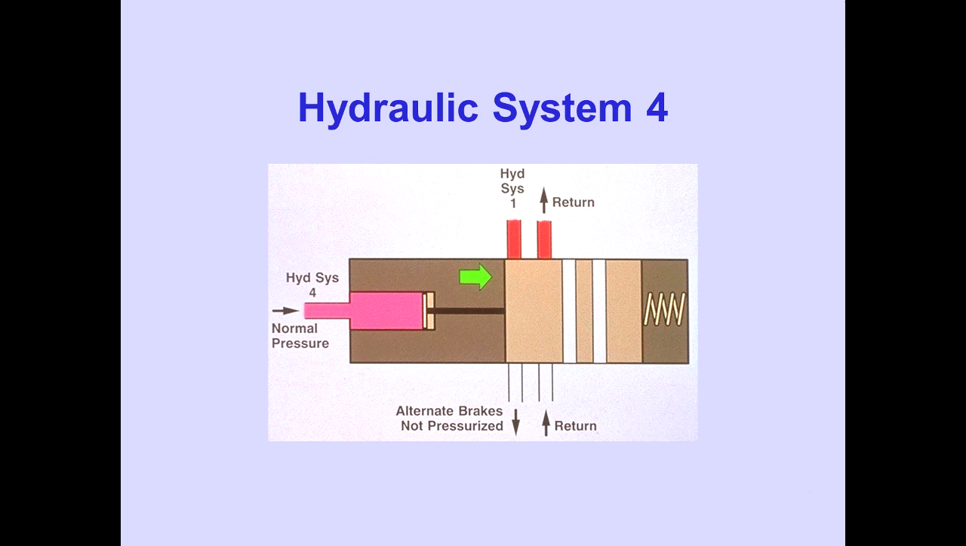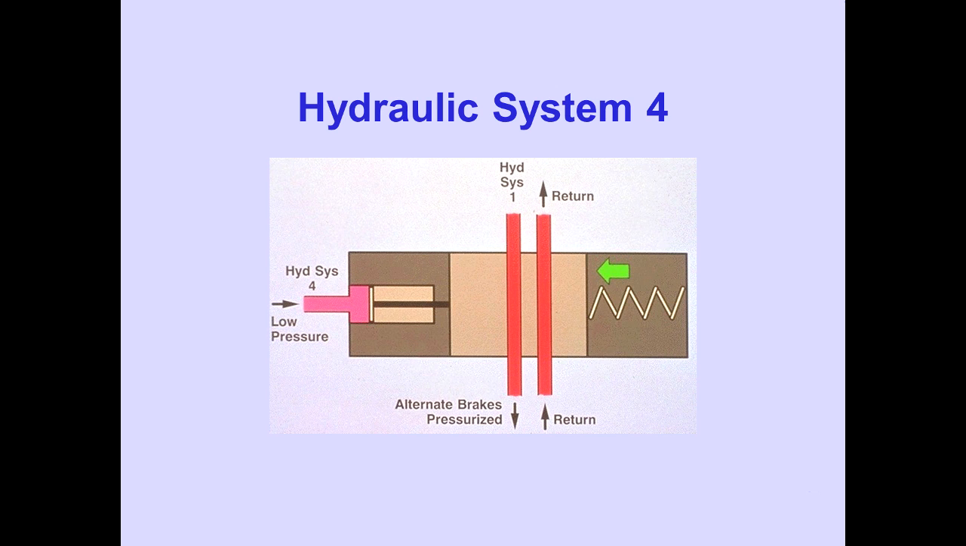Hydraulic system 4 pressure controls the alternate source select valve. When hydraulic system 4 pressure is normal, the valve is held closed and the alternate brake system is not pressurized. When hydraulic system 4 pressure is low, the source select valve automatically opens. Hydraulic system 1 then pressurizes the alternate brake system.